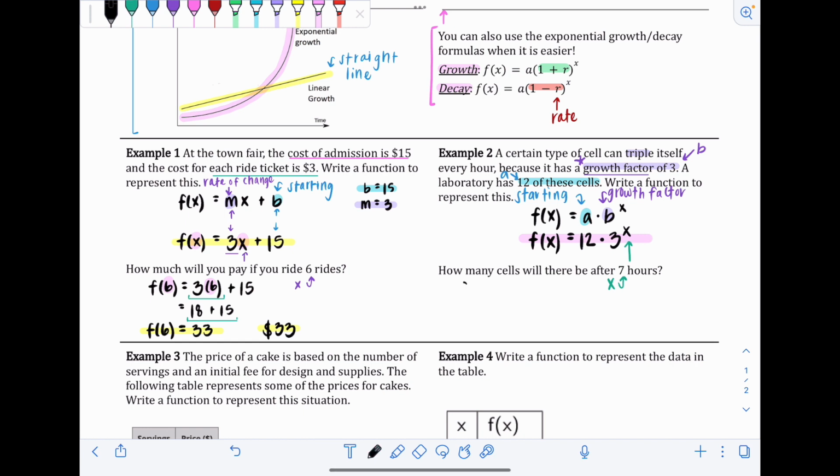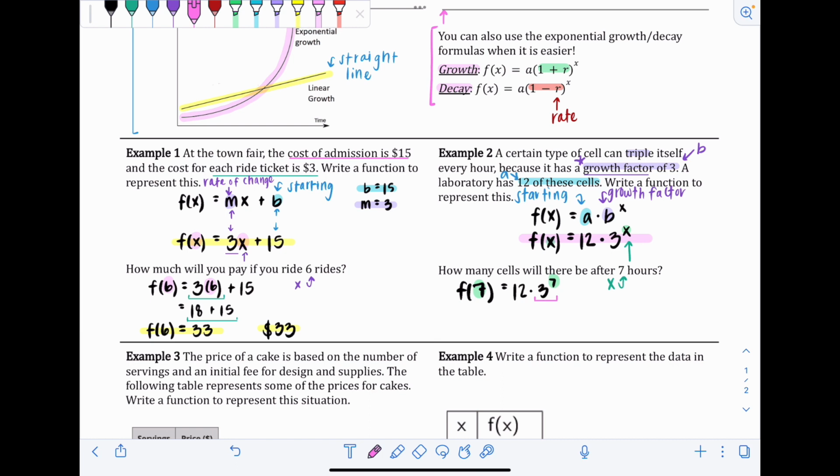So what that would look like is we would find f of 7. And what that means is that wherever there's an x in the function, we put a 7 there, and then we'll simplify. So f of 7 equals 12 times 3, and then raised to the 7th power. And then we have to consider order of operations. So we would simplify exponents first before multiplication. So we would not do 12 times 3 first at all ever. We would do 3 to the 7th power.